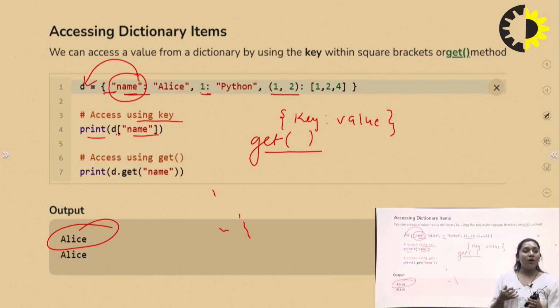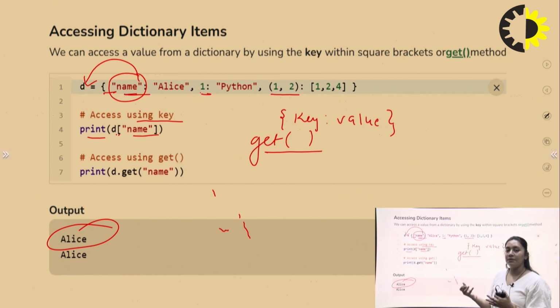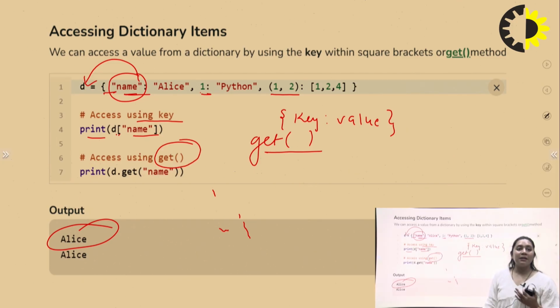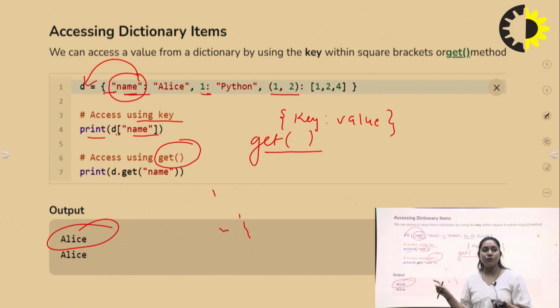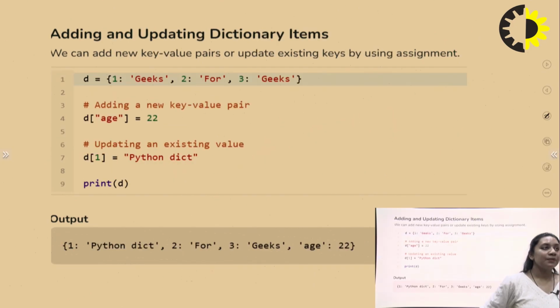Next, there is another way you can access the dictionary item in Python. Just simply use the get function. The get function is a built-in function used in the Python programming language, and you can also use it on a dictionary. So you just write D dot get, and what type of key value? Name, right? Understood?